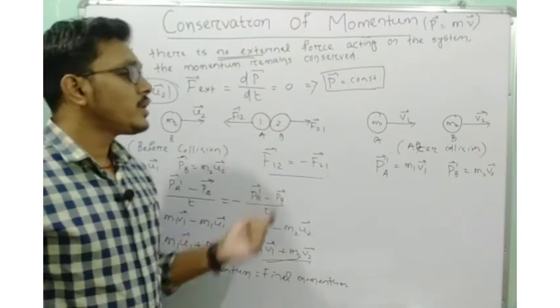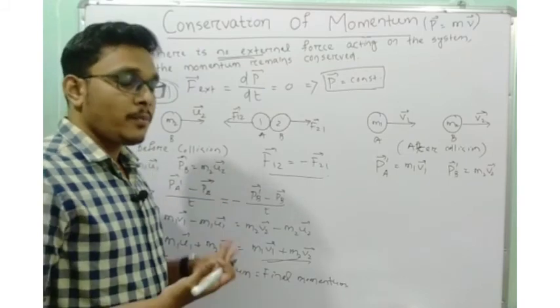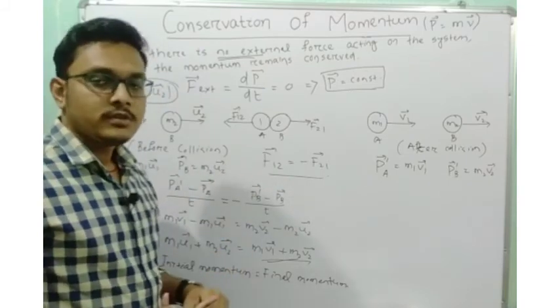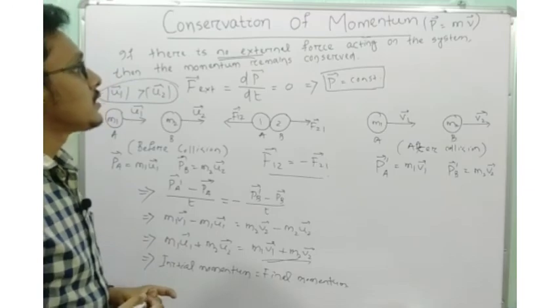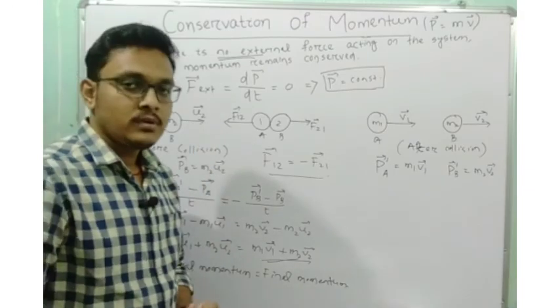We can take the example of rocket propulsion or the recoil velocity of a gun. This is a very important concept, the conservation of momentum.